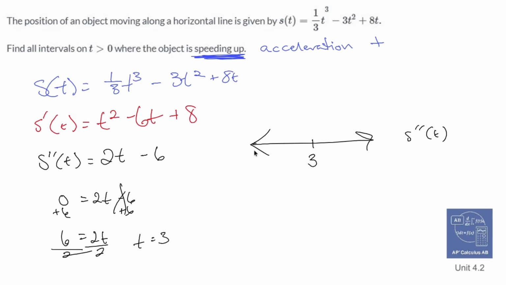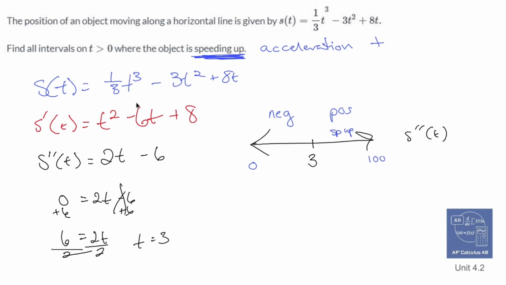So if I'm making a sign graph of the acceleration function, I have an inflection point at 3. In order to find where it's speeding up, I care when the acceleration is positive. So I take a point greater or less than 3. If I pick 0 and 100 and plug them into the acceleration function, this will allow me to find out where this is negative and where this is positive. If I take 0 and plug it in, I get 0 minus 6, which is negative. That means I'm slowing down. That's not what I want. If I take 100 and plug that in, 2 times 100 is 200, 200 minus 6 is positive. So this is where I'm speeding up.